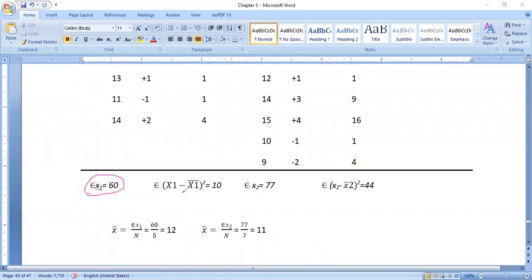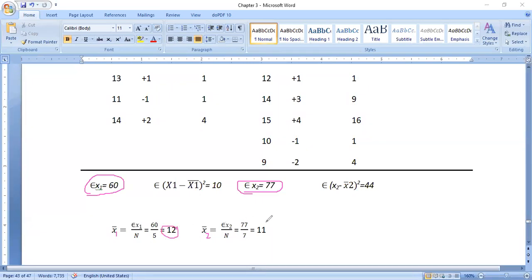x1 is equal to 60 and here x2 is equal to 77. So immediately after that, what do we have to do? x bar 1 is equal to sigma x1 divided by n, then x bar 2 is equal to sigma x2 divided by n. Here x bar 1 is 60. How many values are there in drug A? 5 values are there, so we got 12. This is the x bar 1 value.